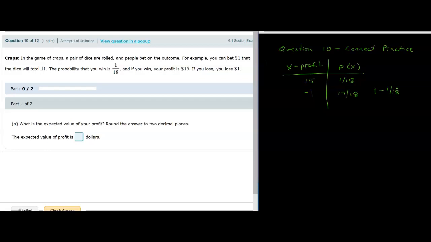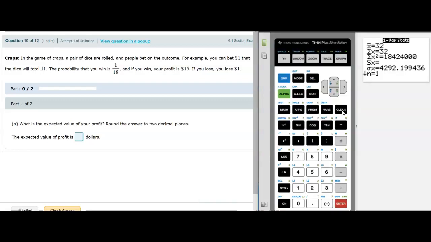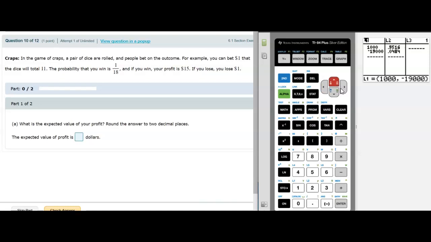So what I would do, again, like we've seen before, is put this into the calculator. So let's pull the calculator up, and let's go to our list and press Stat and Edit. And we'll go into our list just like we have done with some earlier examples, and we will clear those lists out. Put in the profit of 15 and then -1.